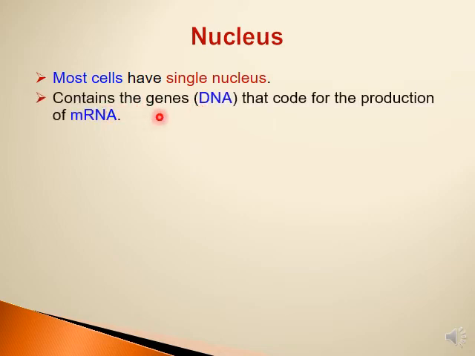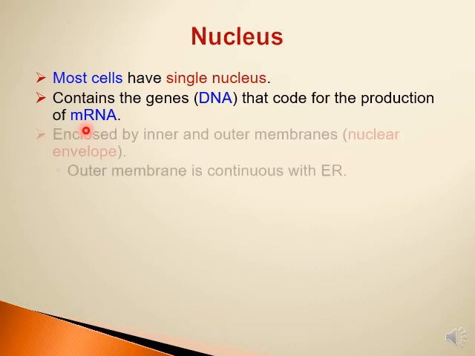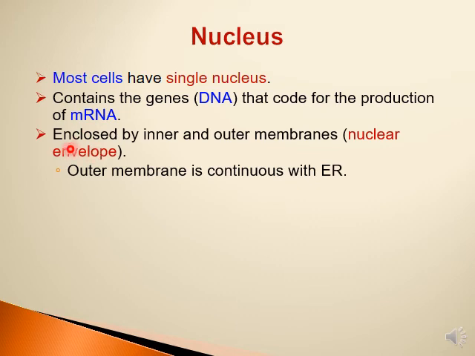The nucleus contains the genes in the form of DNA that code for the production of messenger RNA. The messenger RNA will be read by the ribosomes to produce different proteins. The nucleus is enclosed by inner and outer membranes, and this is called the nuclear envelope. So the nuclear envelope has two layers, and the two layers fuse with each other at the nuclear pores.